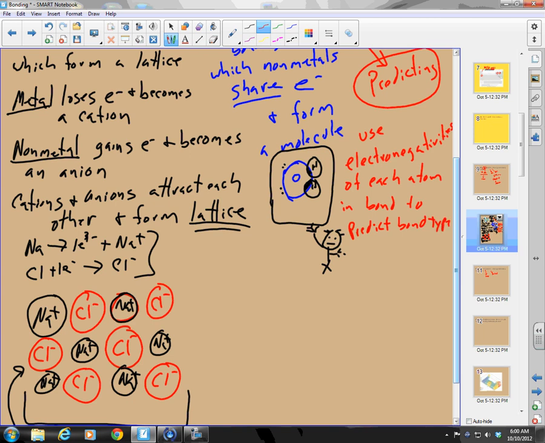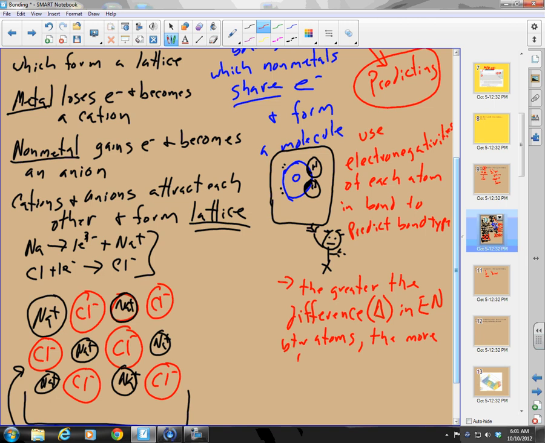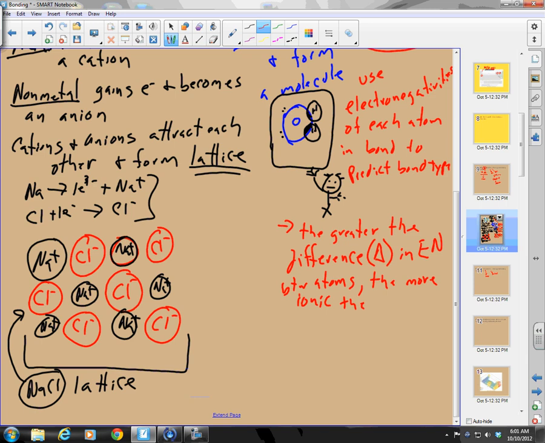Now, specifically, how do we do this? I can look at the difference. The greater the difference, and I'm going to use delta as an abbreviation for difference in the future. The greater the difference in electronegativities between my atoms, the more ionic the bond is.